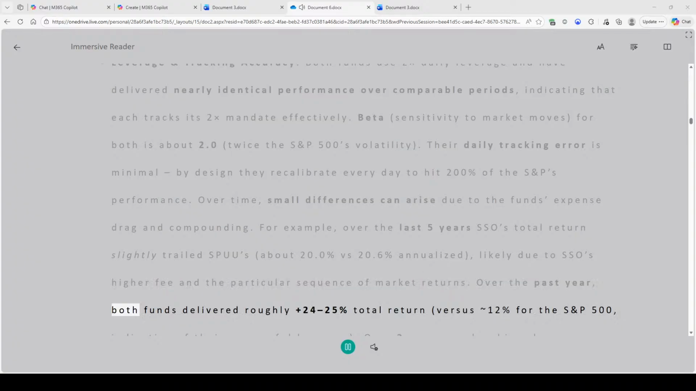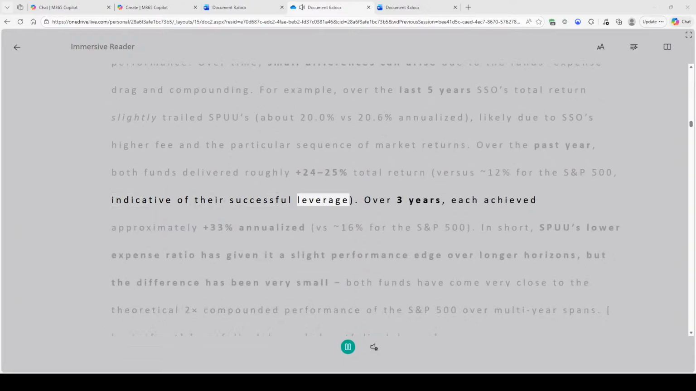Over the past year, both funds delivered roughly +24 to 25% total return, versus 12% for the S&P 500, indicative of their successful leverage. Over 3 years, each achieved approximately +33% annualized, versus 16% for the S&P 500.